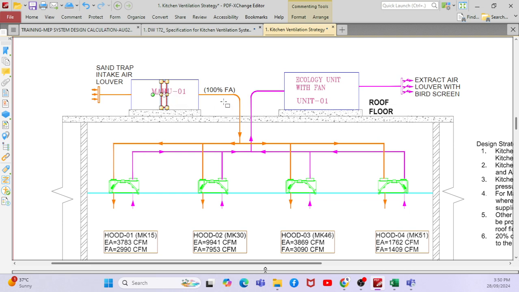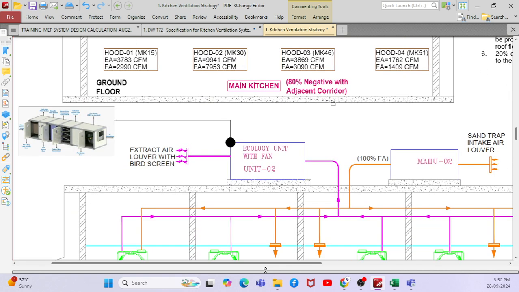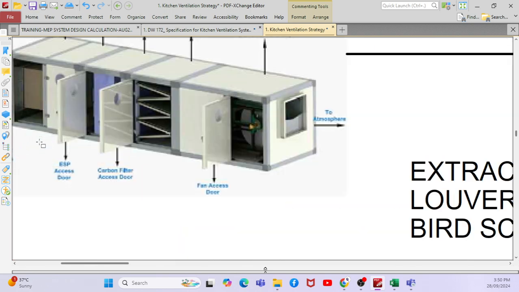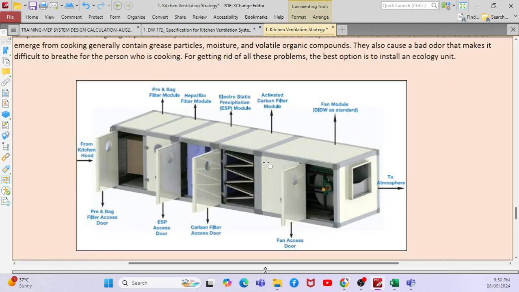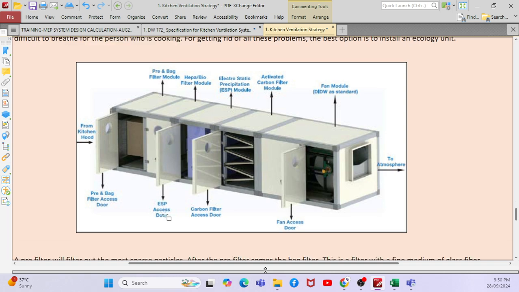Now the ecology unit comes in the picture, where you have all the exhaust. If you go further down, you can see this picture. The ecology unit consists of a blower, then an activated carbon filter module, electrostatic precipitator, HEPA filter module, then a pre-filter and back filter. Then you have an ESP access door, carbon filter access door, fan access door, then pre and back filter access door.